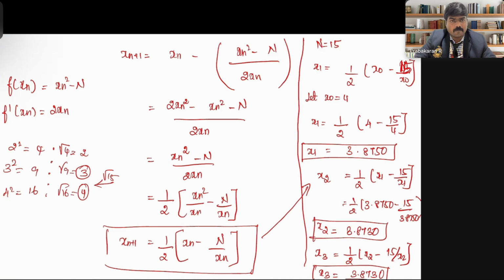Similarly, we can go for finding the square root of 17, the square root of 19. The square root of 9 we know, the square root of 16 we know, but if it is not a perfect square, by using the Newton-Raphson method we can get it very quickly.